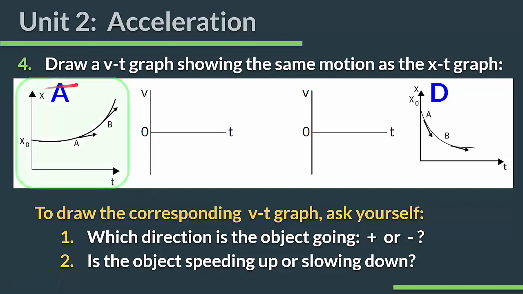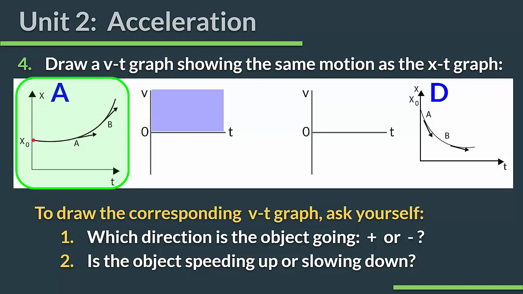So you're going to have to analyze the XT graph to do that. So let's start with this one. Is this object going forward or backwards? I know this object is going forward because my slope is positive. And if it's going forward on a VT graph, that means that I need to draw in the positive region. So whatever I graph has to be up here.